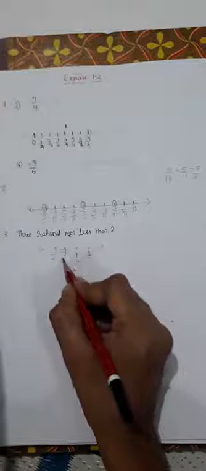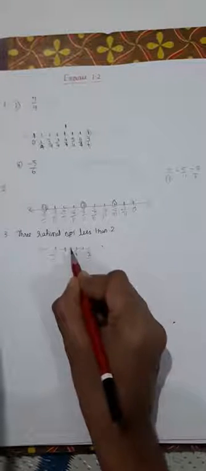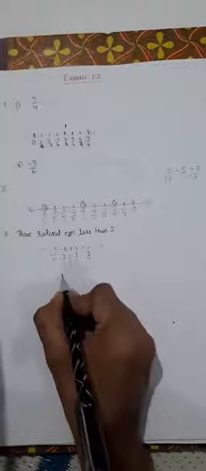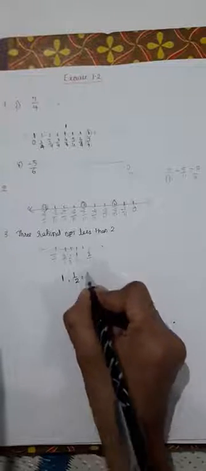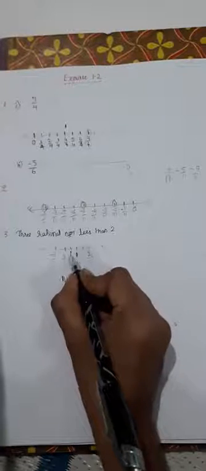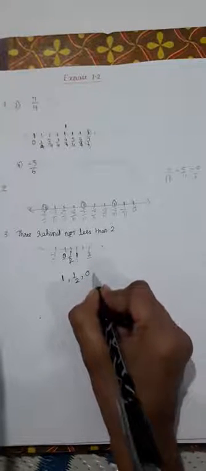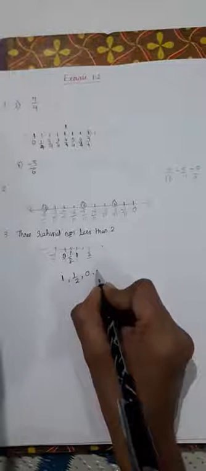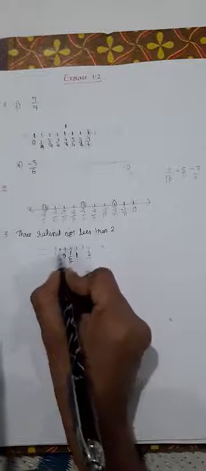So we can write the rational numbers smaller than 2 as 1 by 1, 0 and minus 1. Further, here we can write 1 by 2 also. So the rational numbers less than 2 are 1, 1 by 2, 0, and further you can write minus 1, and here minus 1 by 2 also will come.